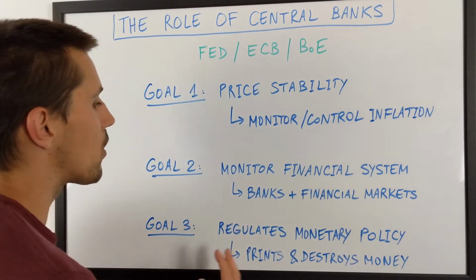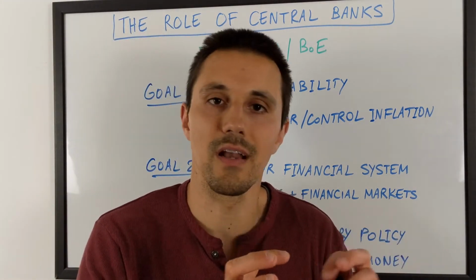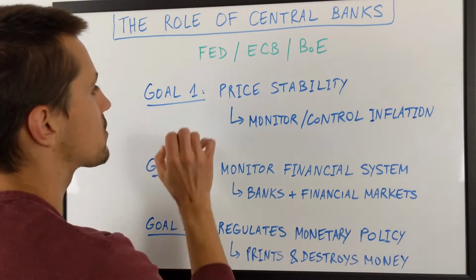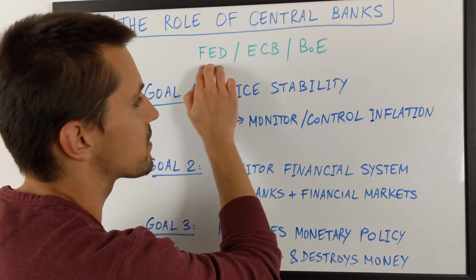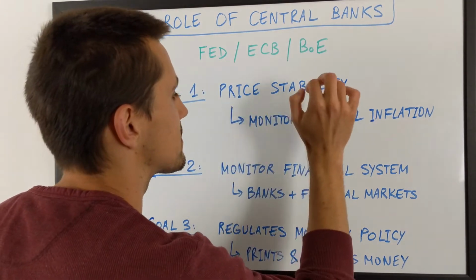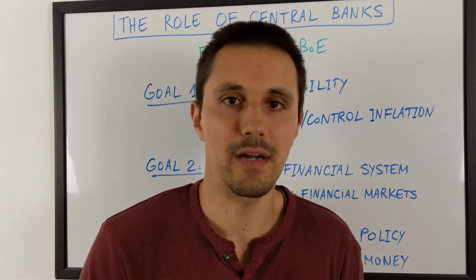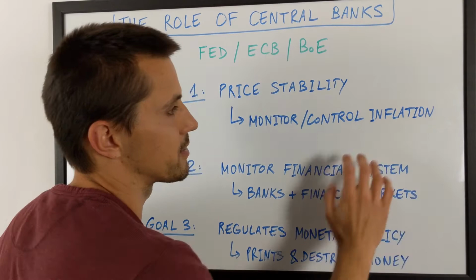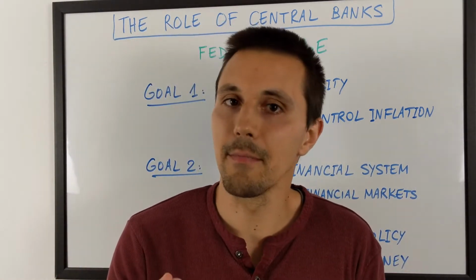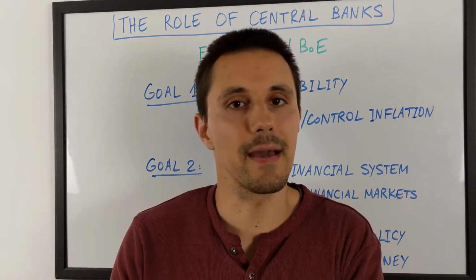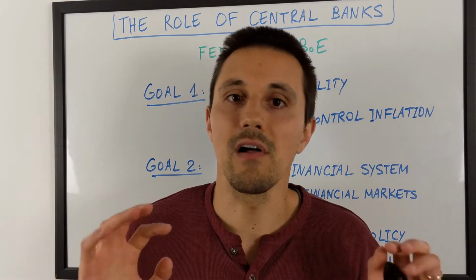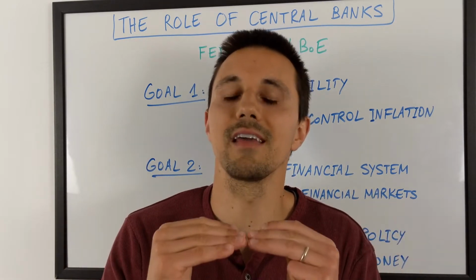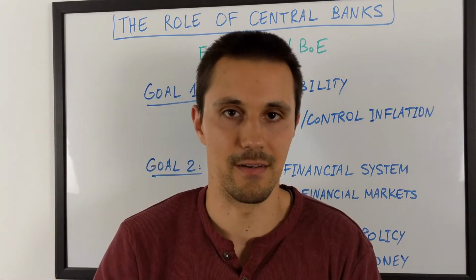There are three big goals, and there can be little differences depending on the country, but let's talk about the three big goals. The first goal of the Federal Reserve, for example in the US, would be price stability. What does price stability mean? Basically it means to monitor and to control inflation. Right now there is a big debate in the US: is all this money that has been put into the system after the pandemic going to overheat the economy and create inflation?